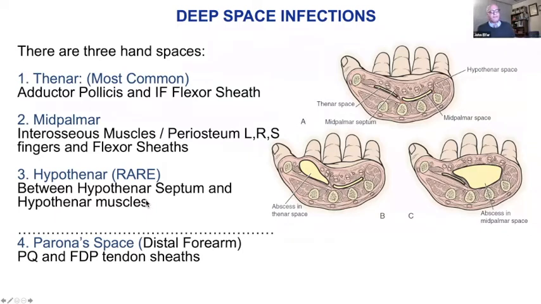We're going to talk briefly about deep space infections, and it's important to know what we're talking about. There are septated spaces in the hand, and these septated spaces lie between fascial planes. There's a thenar and mid-palmar space that can get infected. Here's an example of a thenar space that's full of pus and a mid-palmar space that's full of pus. The tight fascia on the volar aspect of the hand limits the spread of these infections to different muscular compartments. And these can be very painful.